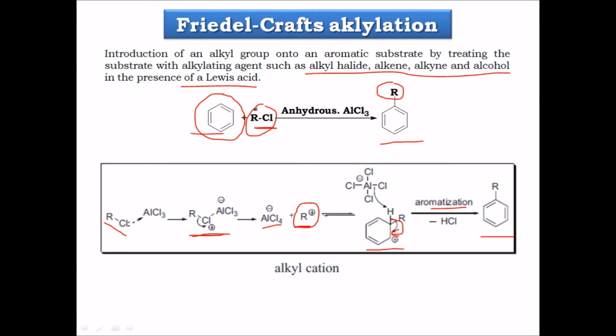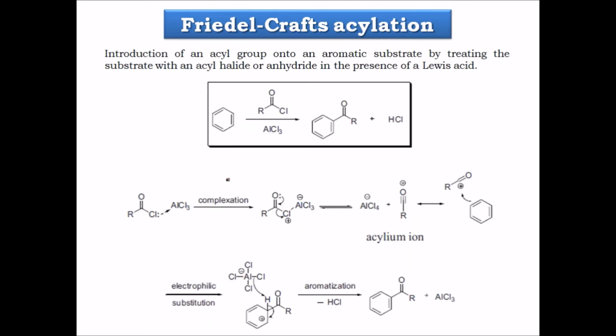So I have taken only alkyl chloride here. It can be an alkene you can take to get a carbocation, or it can be an alkyne, or it can be an alcohol. That's regarding Friedel-Crafts alkylation. The next reaction we have is the Friedel-Crafts acylation reaction.